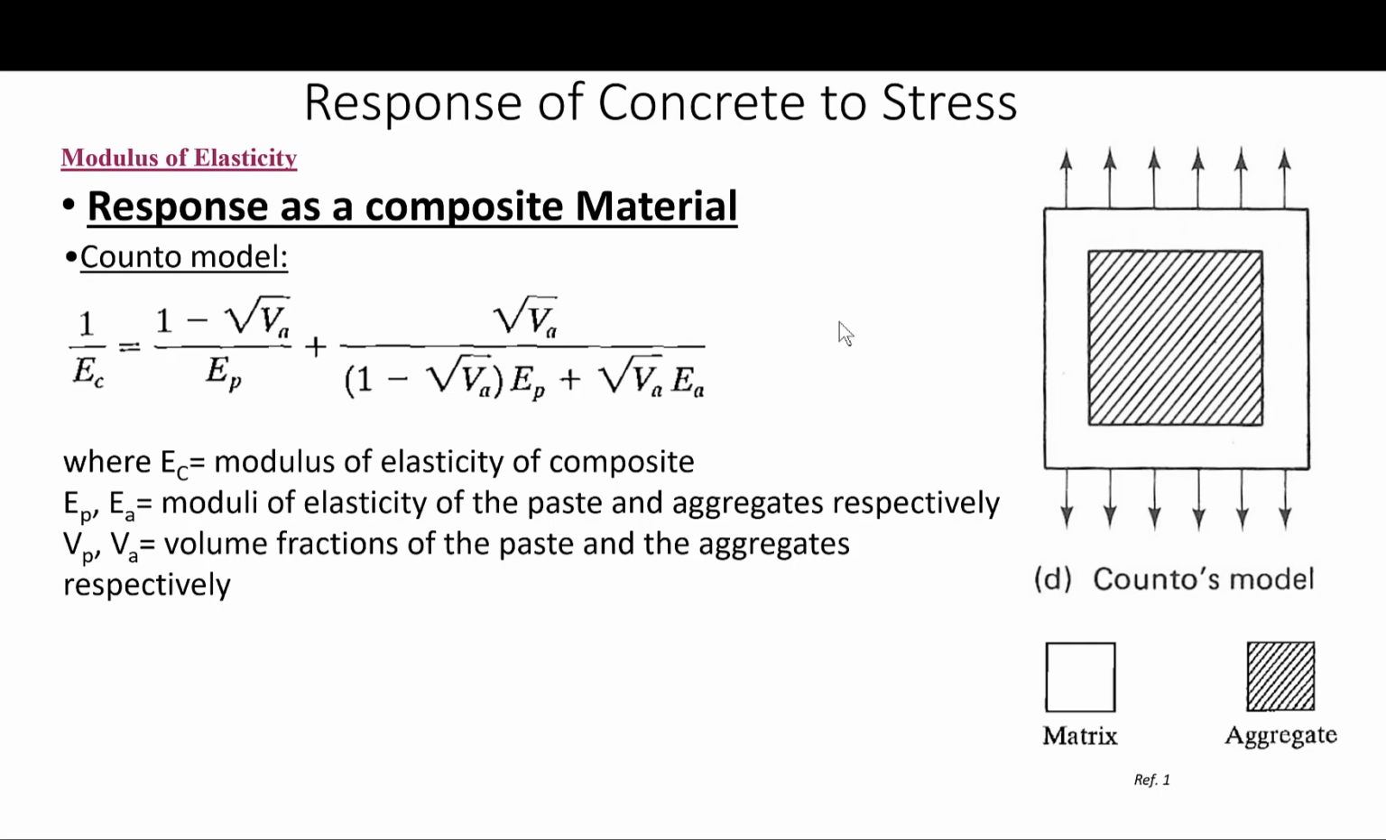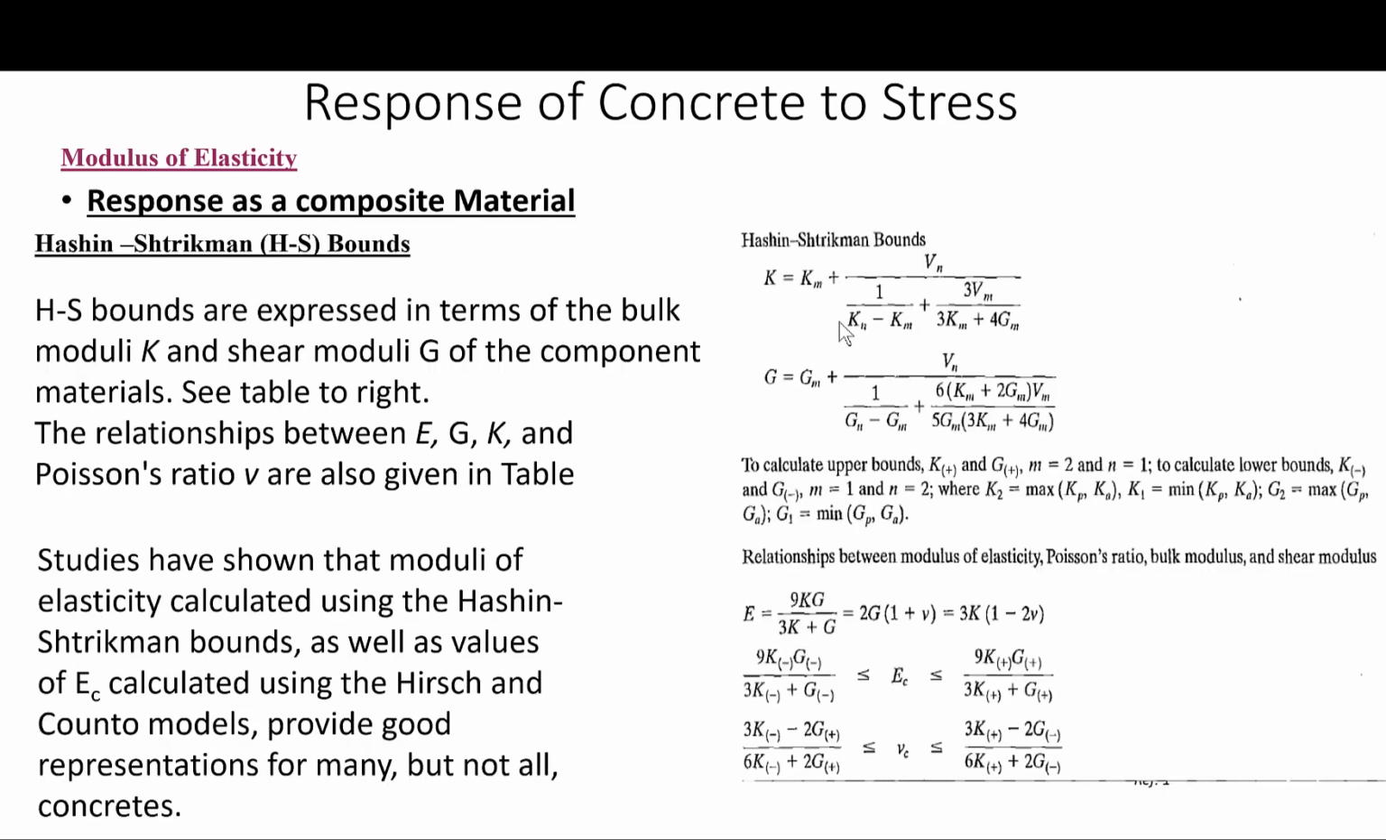Okay, and again, these models, like I said, every model presents some challenges, but it also adds value to the modeling of concrete as a composite material. Besides those models, we have even more sophisticated representations of two-phase materials. This is provided by the Hashin-Shtrikman bounds, abbreviated as HS bounds, as shown in this table right here.